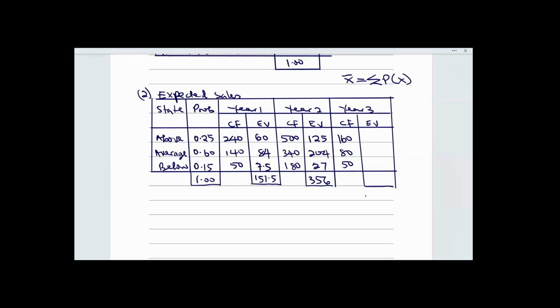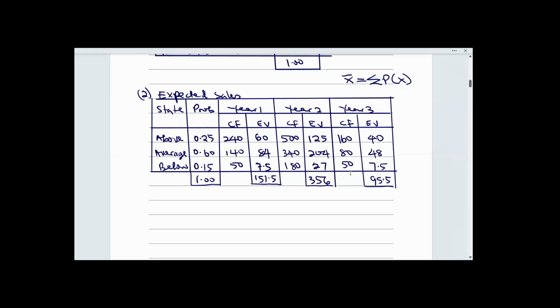0.6 multiplied by 80 should be 48. 0.15 multiplied by 50 will give us 7.5. So we add it up, that's 95.5. Okay, now that we have computed expected sales, we can then proceed.